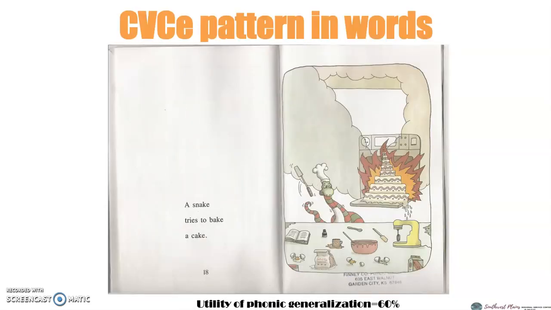Another common medial vowel generalization that young readers need instruction with involves the concept of silent E. Listen to this text. A snake tries to bake a cake. As you notice the letters in cake, you can see there is a consonant, then a vowel, and then another consonant, but also a vowel of E. That E impacts the first vowel by changing it to a long vowel or make your name vowel sound. We refer to this as a CVCE generalization. Again, the utility of 60% increases in beginning reader text.